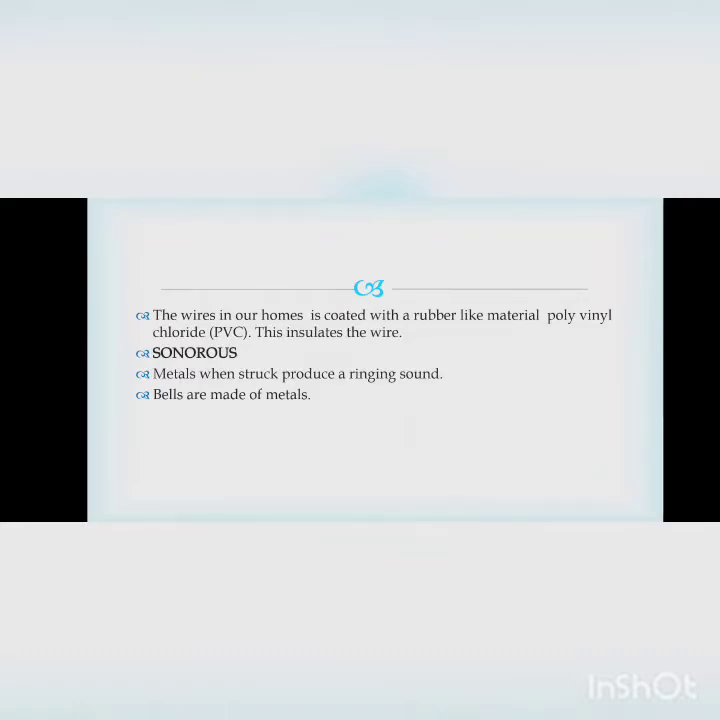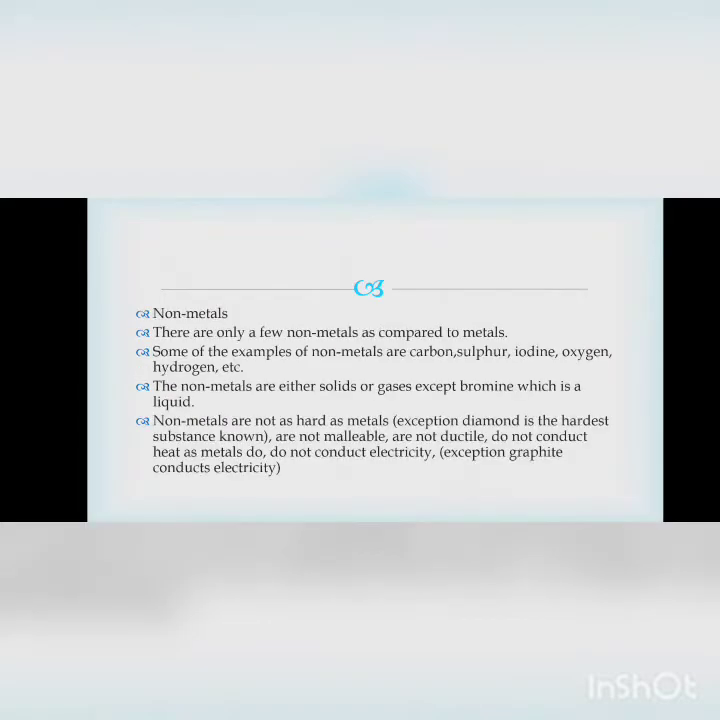Sonorous. This is also a physical property which is shown by metals. When metals are struck, they produce a ringing sound. Bells are made of metals.